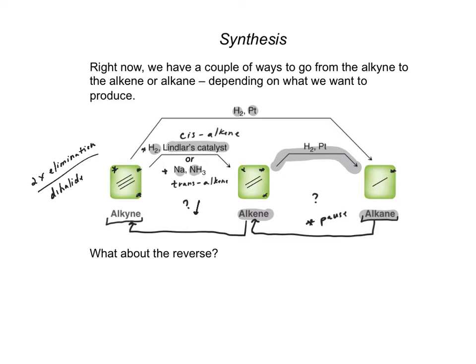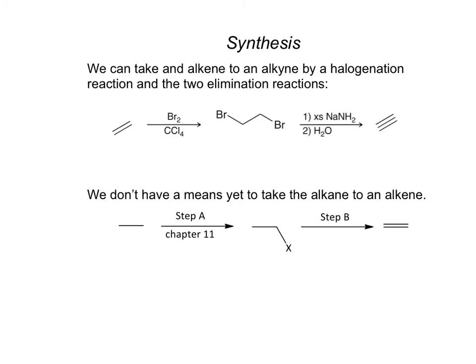The question is, can we take an alkene and make this dihalide? Ideally you should be able to see, yes. We can take an alkene and have it undergo the bromination reaction, where bromine adds in an anti-fashion to our alkenes. This is our addition reaction. We can then take that and undergo the two sequential eliminations to get our alkyne. So we do have a means by which we can take an alkene and produce an alkyne.